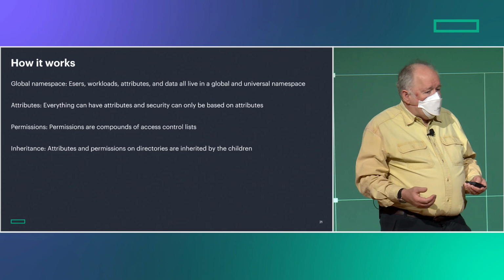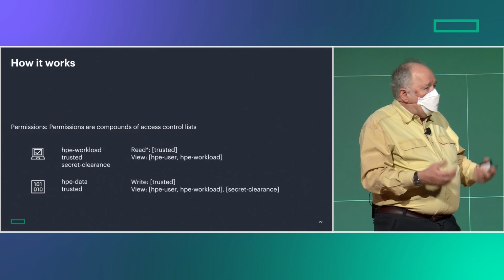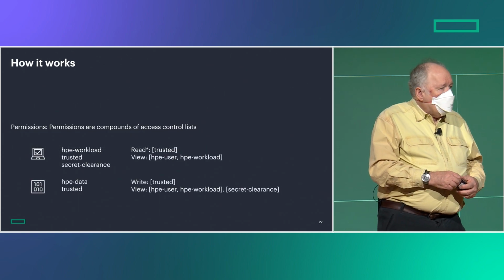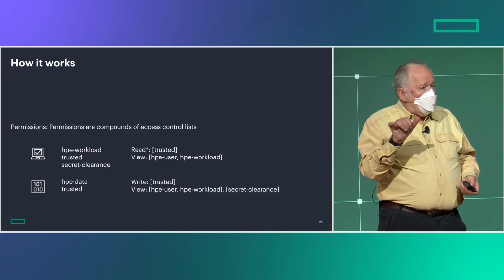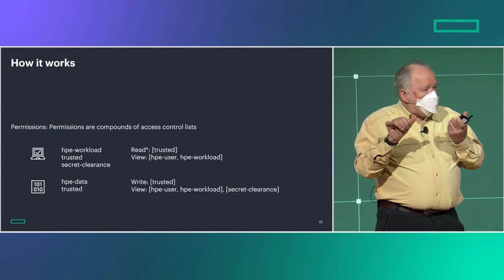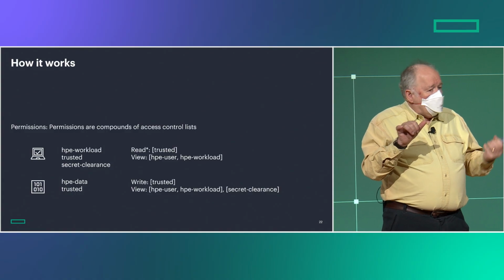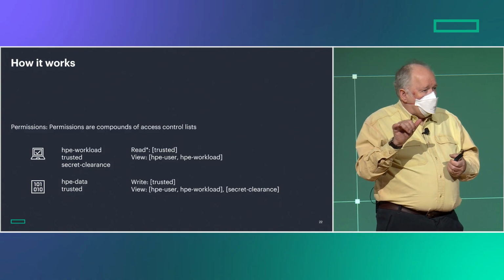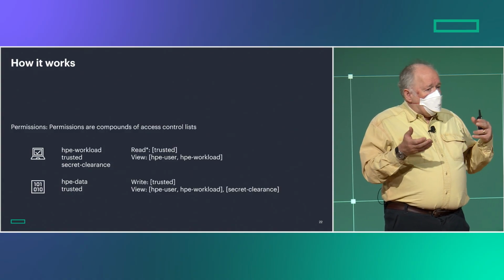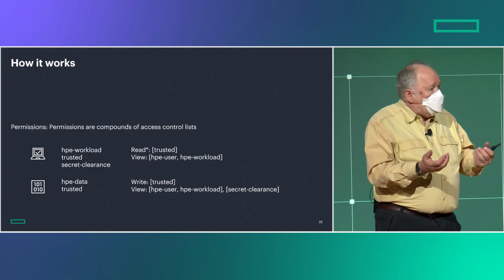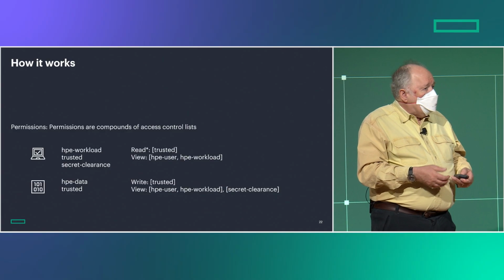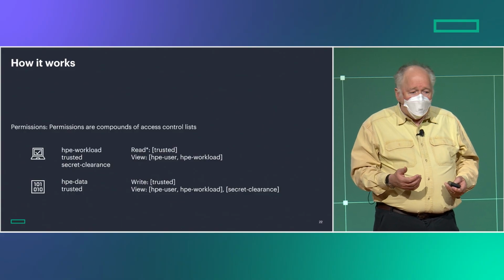Permissions are the next step. We create those out of attributes. So a particular workload might have some attributes, and it might have permissions. The read star means that that workload can only read trusted data. The view means only HPE users and HPE workloads can see the existence of that workload. Data similarly has permissions.